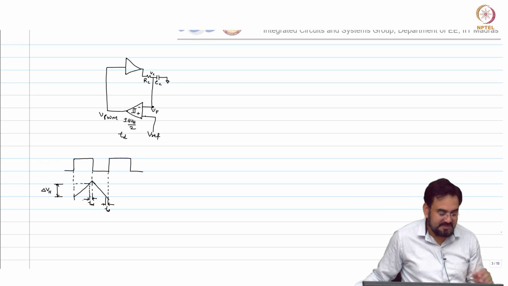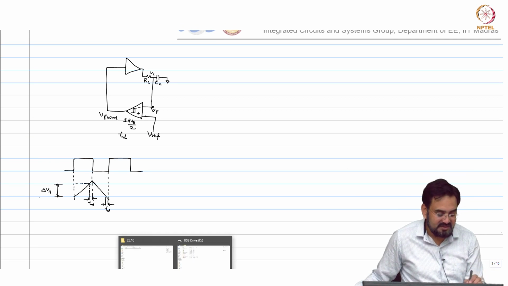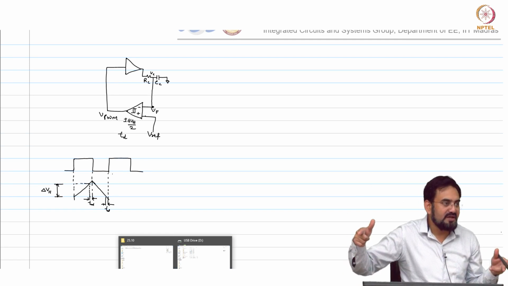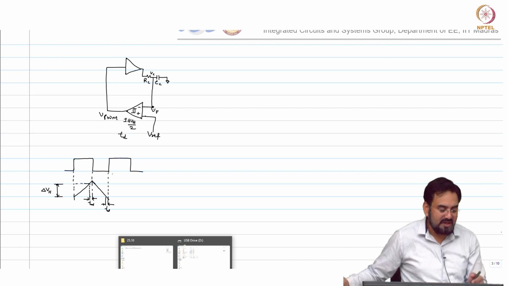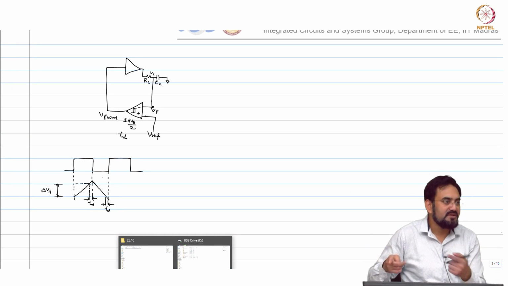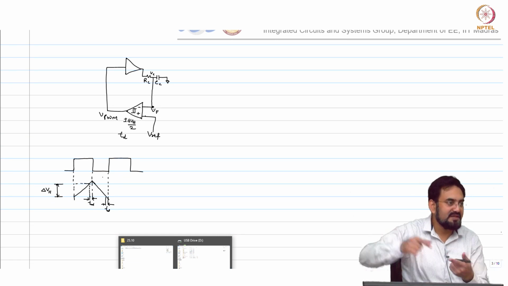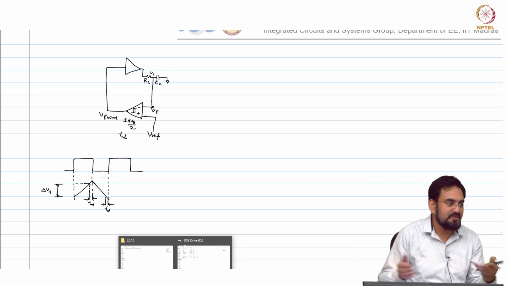So, you can derive the expression. All you need to do, instead of delta VH, you have to take a component of this, and this amplitude you can calculate. You already know the slope. So, how did you calculate the amplitude? V in minus V out over RC multiplied by your on time, D times TSW. Now, this extra component will come from TD. So, same slope multiplied by TD will give you that extra component. So, you have to add that portion.